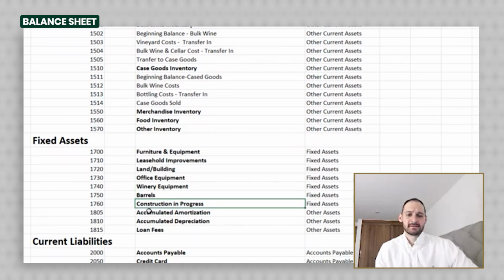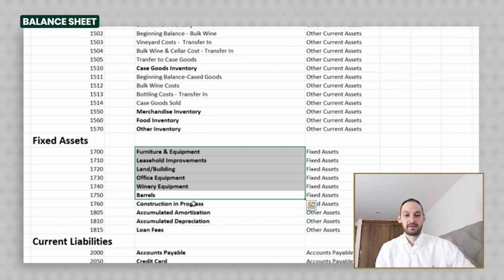Construction in progress. This is for projects that are ongoing. So let's say you're building out a winery. What was it, like a one-year, two-year project? All of those bills go right to construction in progress, and they don't get depreciated, because you're not using that winery yet. So it stays in construction in progress. And then once that project is completed, you would move it over to these fixed assets accounts, and that's when you would start depreciating it on a monthly basis.